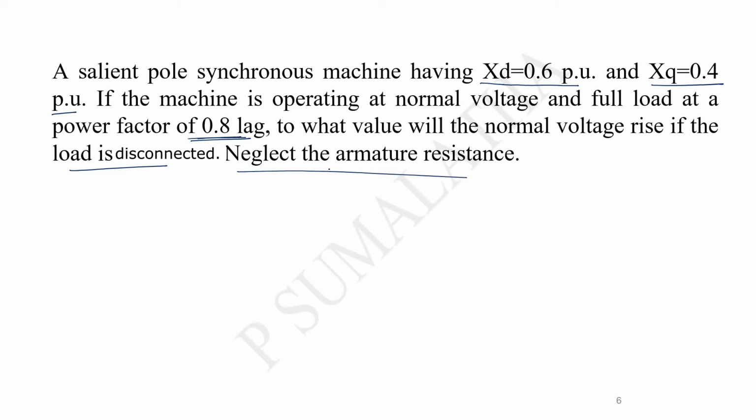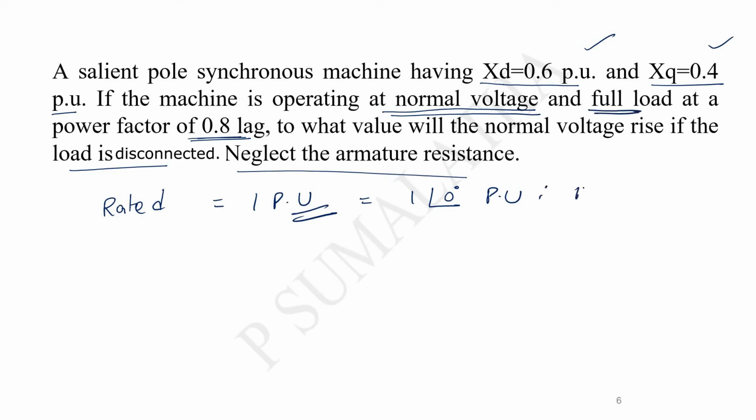Operating normal voltage means rated voltage. They have given the values in terms of per unit. So rated voltage in per unit quantity is nothing but 1 per unit, that means 1 at an angle of 0 degrees per unit. Delivered at full load means the power also will be equal to 1 per unit. That is the indirect data which is available with us.